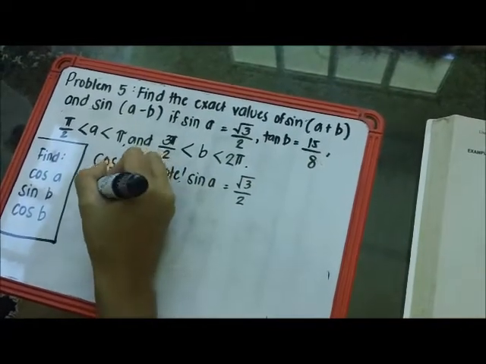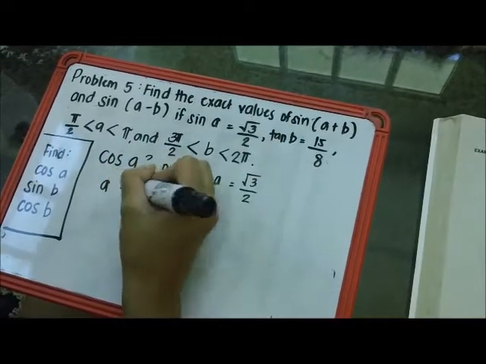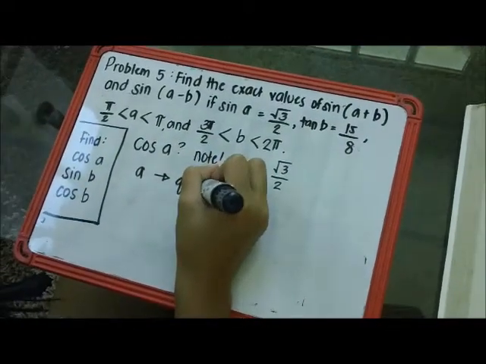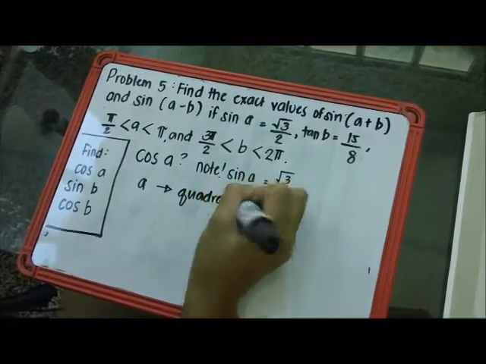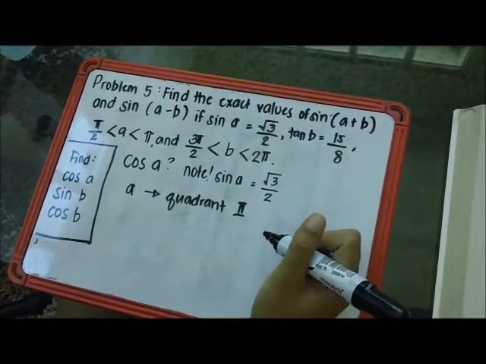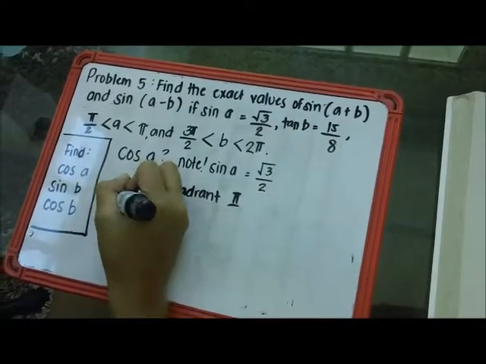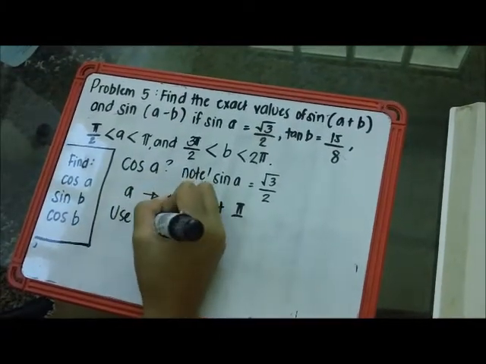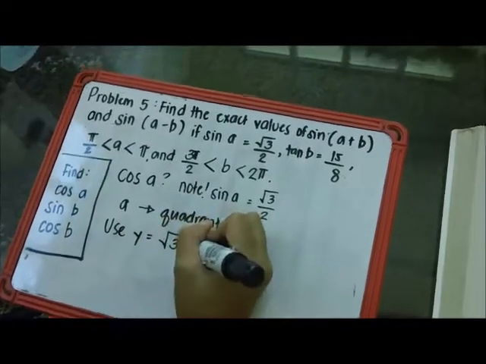Problem number 5. Find the exact values of sine (A plus B) and sine (A minus B) if sine A is equal to square root of 3 over 2, tangent B is equal to negative 15 over 8, and A is between pi over 2 and pi, and B is between 3 pi over 2 and 2 pi. Find cosine A, sine B, and cosine B.